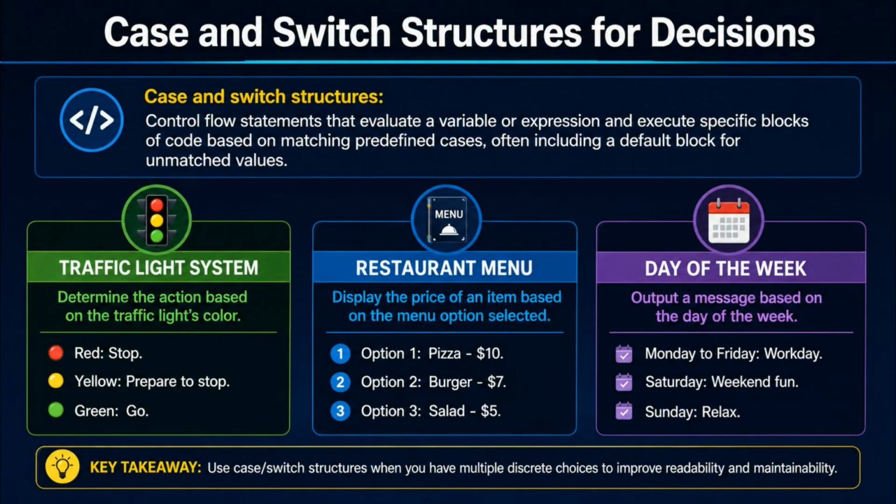Case and switch structures evaluate a single variable or expression, and run the block of code matching a predefined case, with the default block catching anything unmatched. A day-of-week program might output workday for Monday through Friday, weekend fun for Saturday, and relax for Sunday. A traffic light program maps red to stop, yellow to prepare to stop, and green to go. A restaurant menu maps each numbered option to its price.